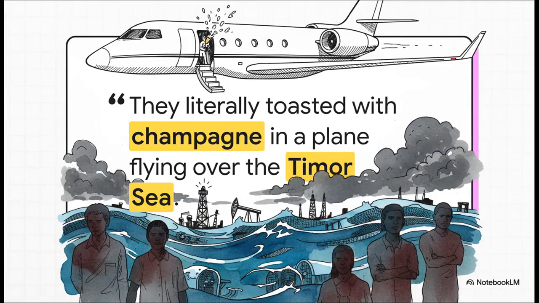And if you want to know just how cynical this whole thing was, get this. When the Australian and Indonesian officials finally signed the treaty to carve up the oil fields, they, and I'm not making this up, they literally toasted with champagne while flying in a plane over the Timor Sea. They're celebrating a corporate deal in the sky, while on the ground, the people of Timor-Leste were living under one of the most brutal occupations of the 20th century.